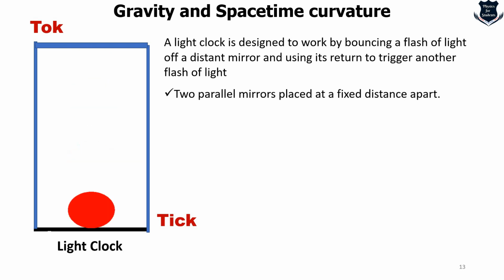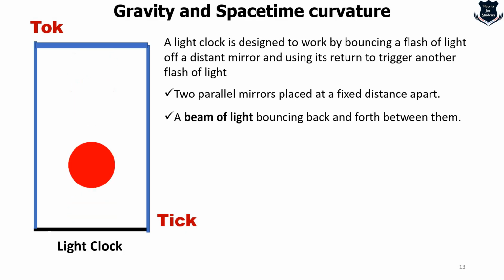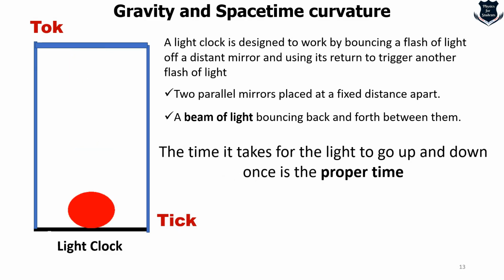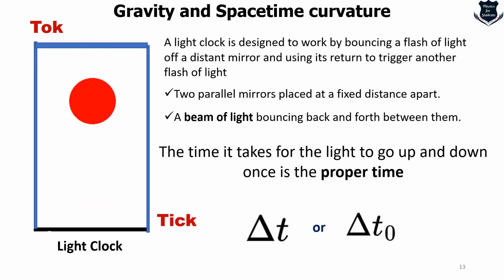So two parallel mirrors are installed and a beam of light bounces back and forth between them. For the time being, you can just imagine this red dot. And the time it takes for the light to go up and down, I would say it is a proper time, denoted either by delta t or by delta t 0.